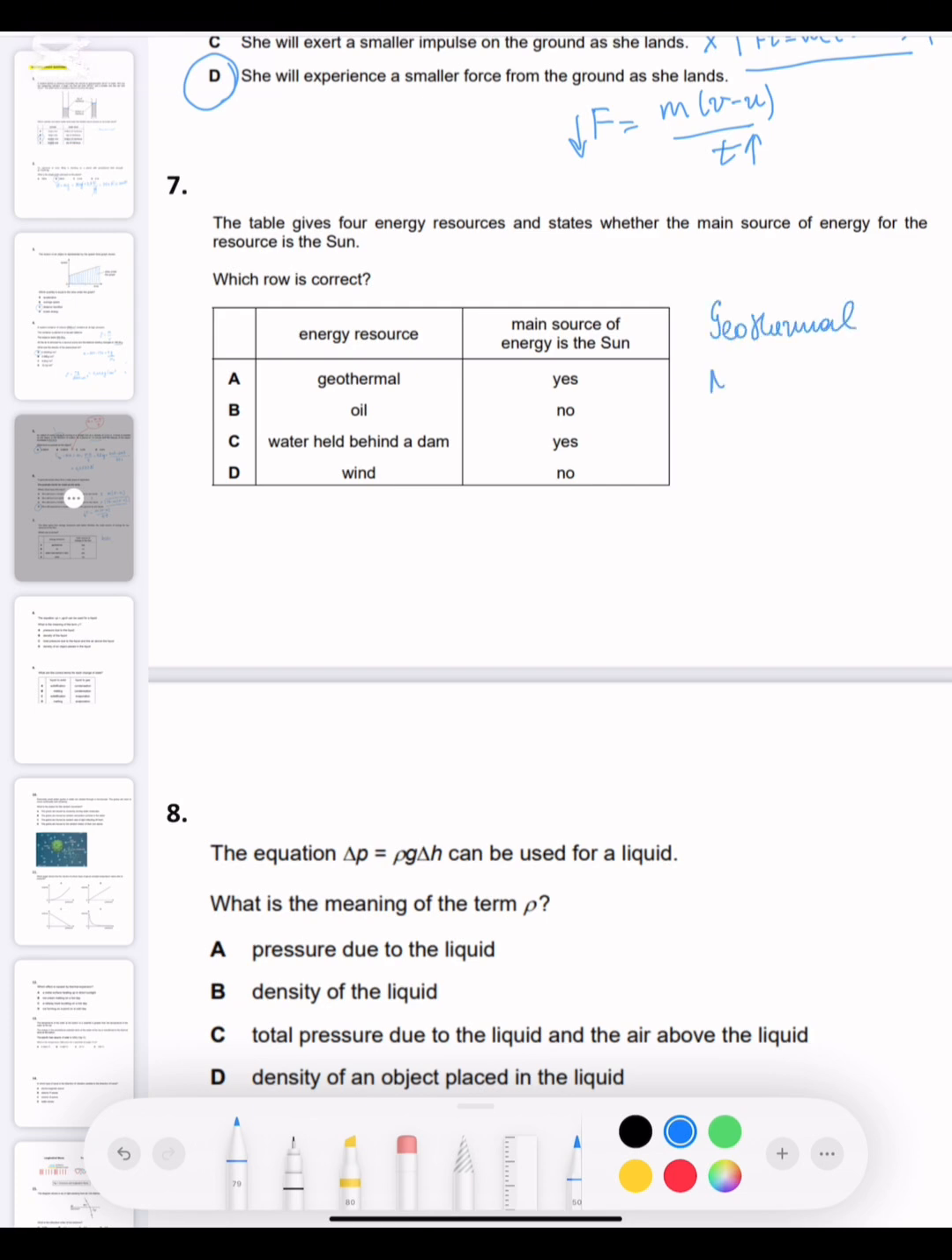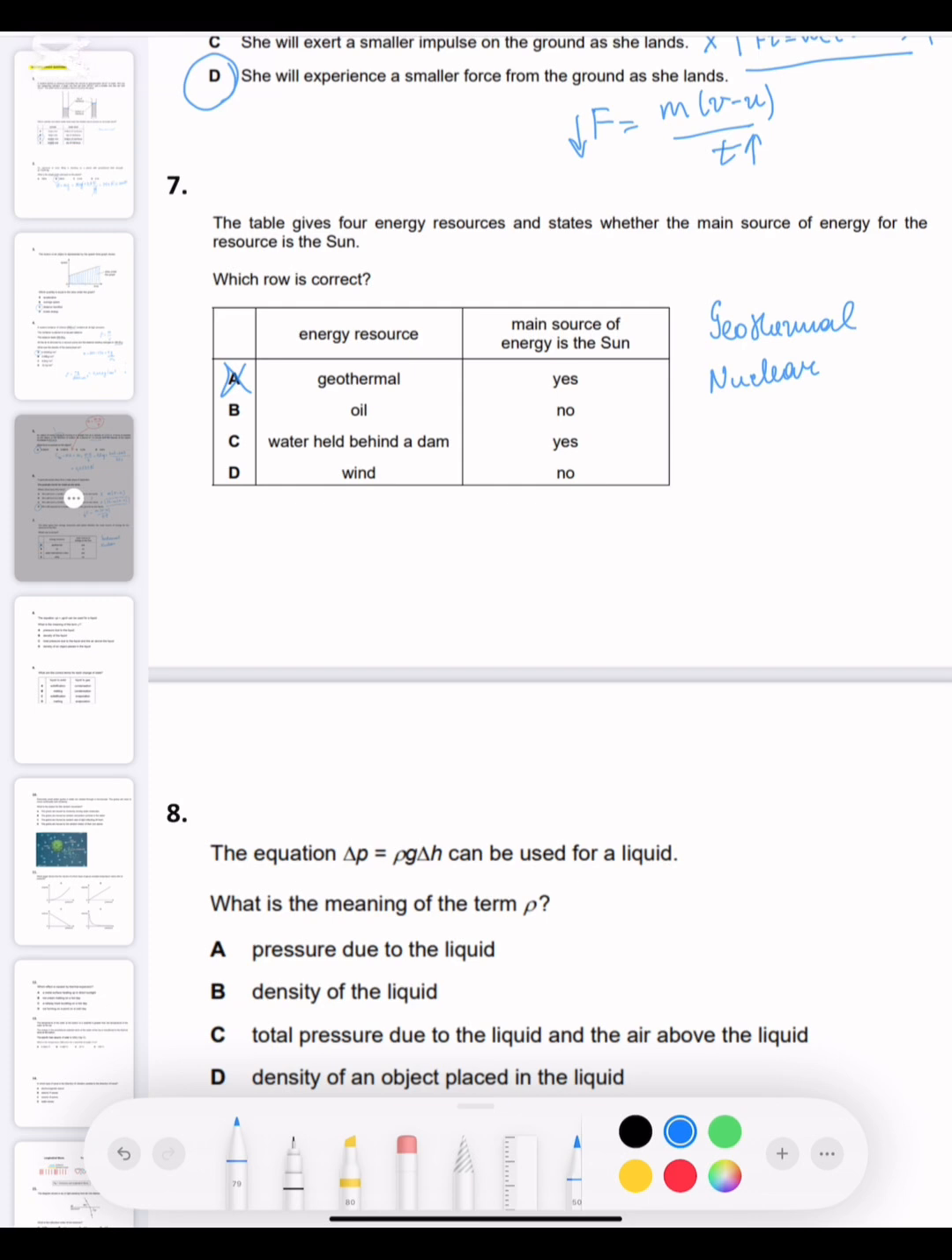Geothermal energy and nuclear energy don't derive their energy from the sun, because geothermal energy comes from the heat stored in the Earth's core, which is a result of the planet's internal heat flow. So, geothermal, main source of energy, sun, no, A is incorrect. But nuclear energy also is not derived from the sun, because the nucleus of a heavy atom splits and releases energy. The energy released in nuclear fission is not derived from the sun, but from the natural radioactive decay of elements.